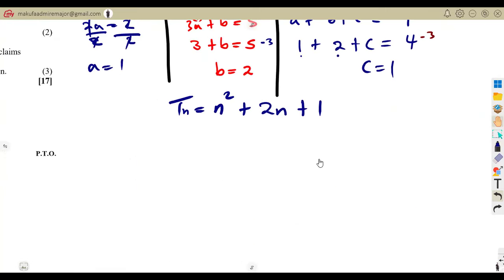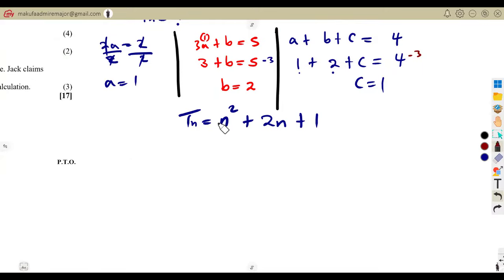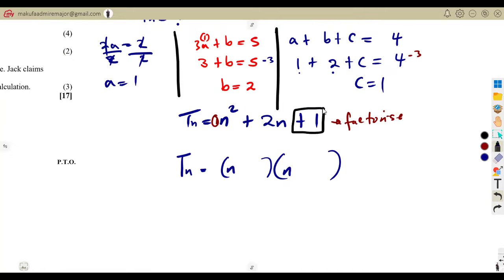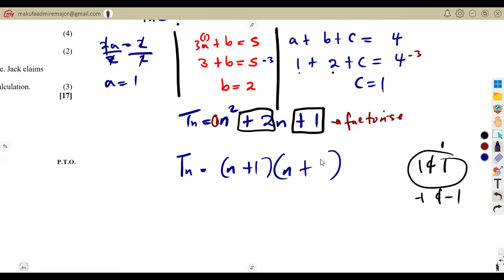But what happened? They simply factorized this. So factorize, all right? Because we have a quadratic there. Since the coefficient of n squared there is 1, we're just going to have 2 brackets. That's n and n. Remember the products must give positive 1, so there is 1 and 1, minus 1 and minus 1. But when you add these numbers, which one is going to give you a positive 2? That's 1 and 1. That's plus 1, plus 1.